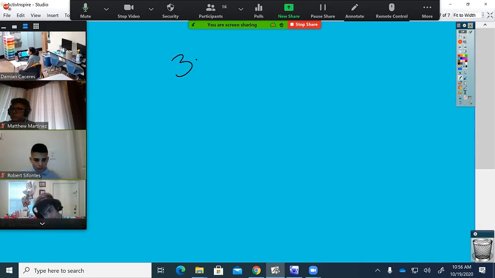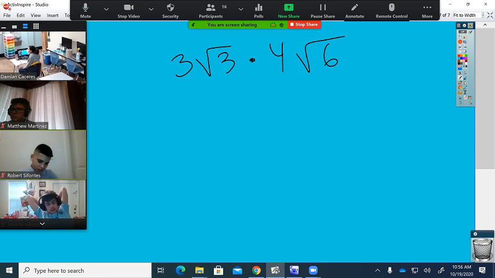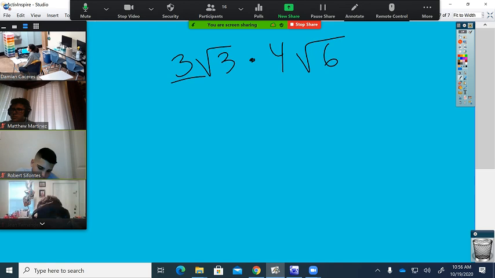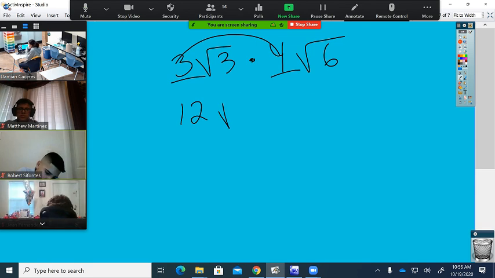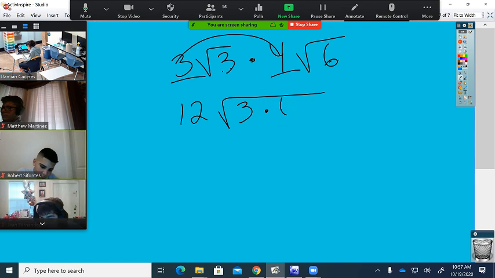Now, 3 square root of 3 times 4 square root of 6. Let's do this example. Now, these numbers outside follow regular number rules. 3 times 4 is 12. But as far as the radicals go, a radical times a radical, put them in the same radical.